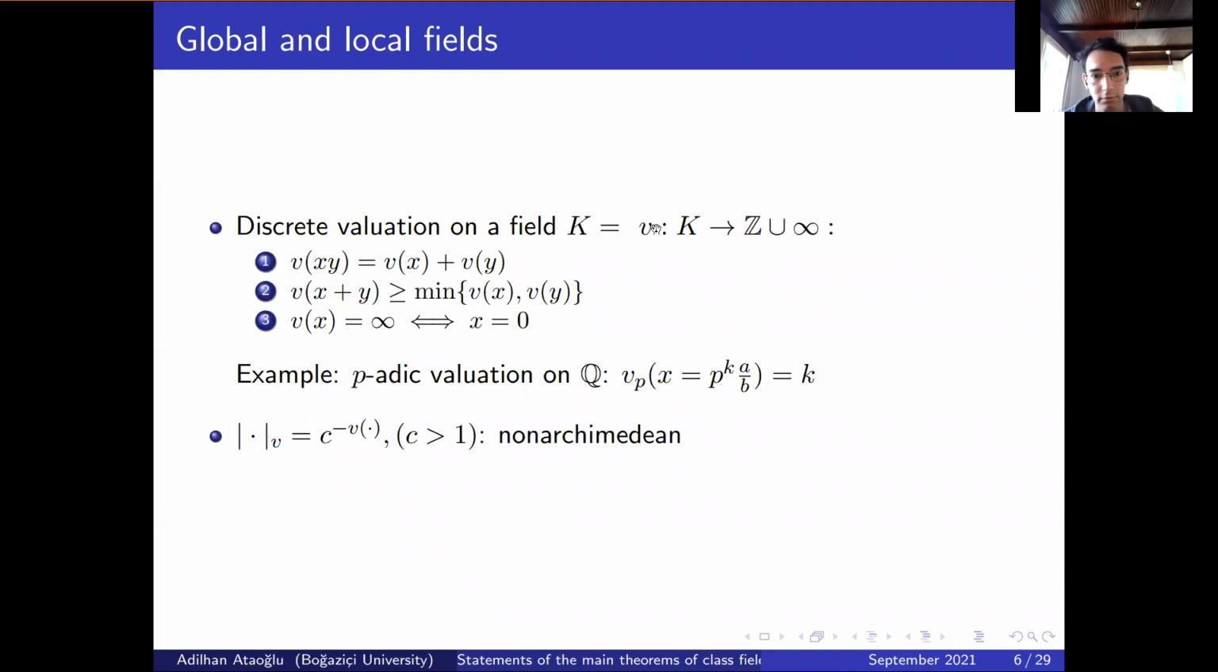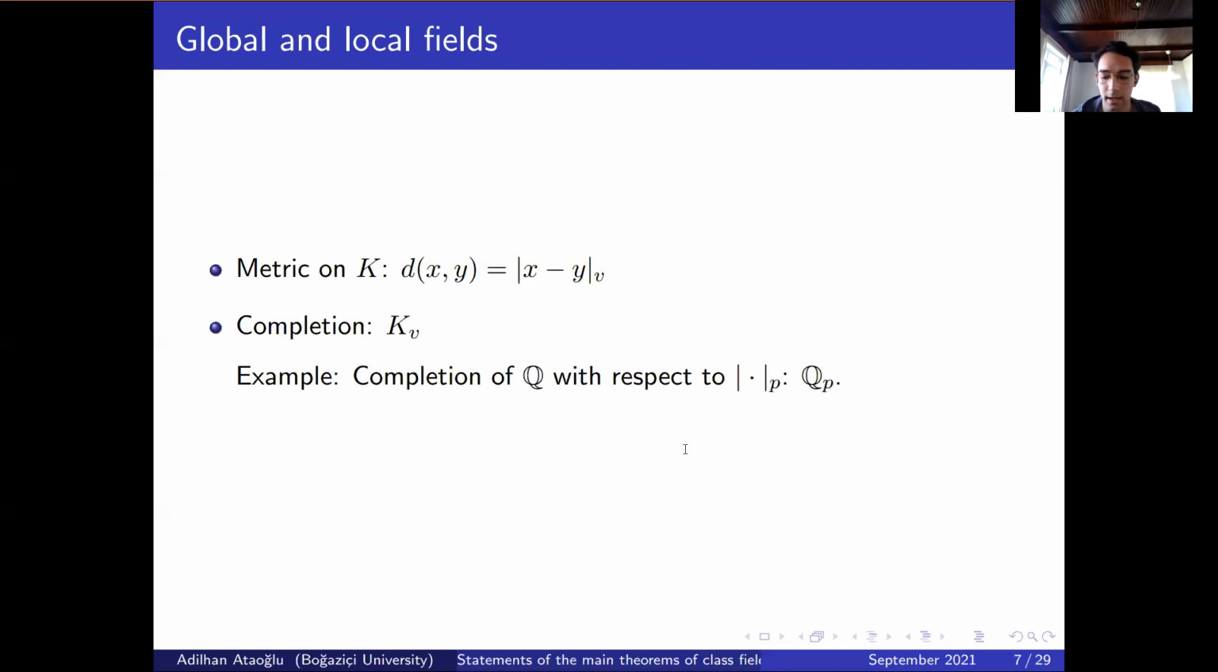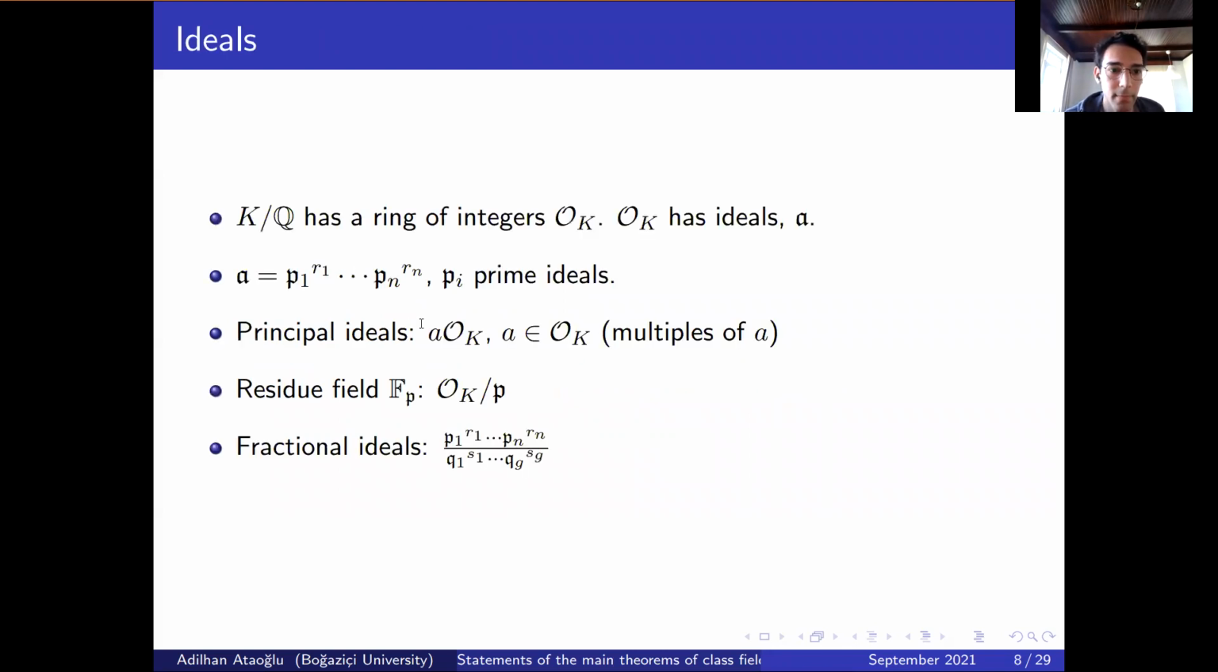And a discrete valuation function on a field K is a function that satisfies these conditions. With a discrete valuation function, we have an absolute value which is non-Archimedean. And with this induced metric from an absolute value, if we take the completion of the number field K, it will be a local field. And now we will focus on number fields.